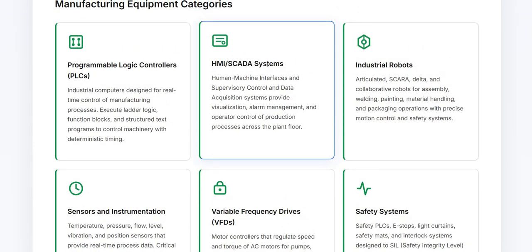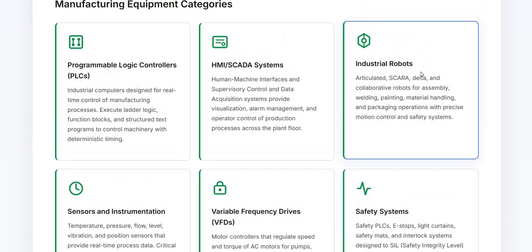And HMI and SCADA systems. These systems give operators visibility and control. They translate raw signals into screens, alarms, and trends so humans can intervene quickly. And robots, I mean industrial robots. Robots extend automation into motion. They rely on precise timing and safety interlocks because they share space with people and equipment.